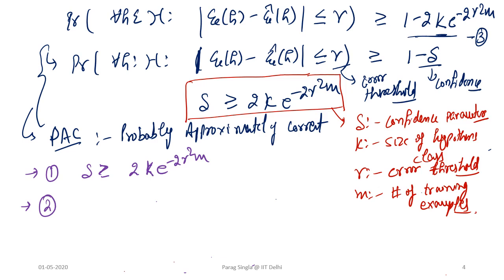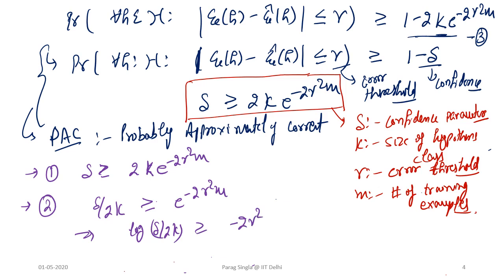So let me just rewrite it as delta by 2k is greater than or equal to e to the minus 2 gamma square m. Which means that if I take log on both sides, we will get log of delta by 2k is greater than or equal to minus 2 gamma square m. Let me continue this on the next slide.